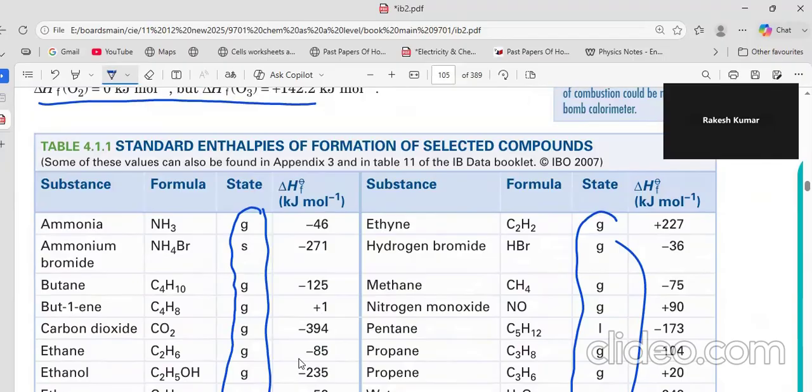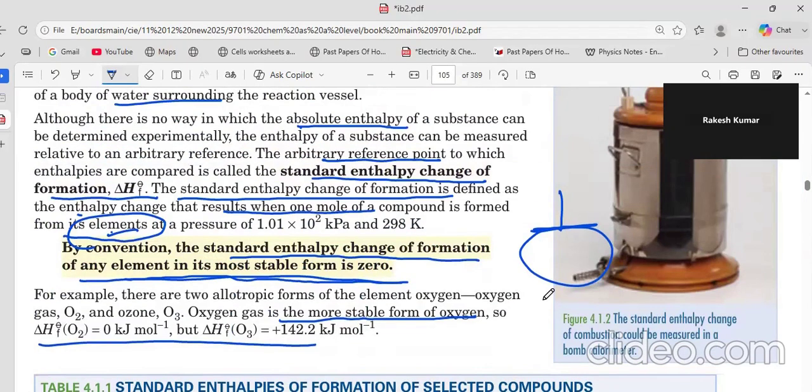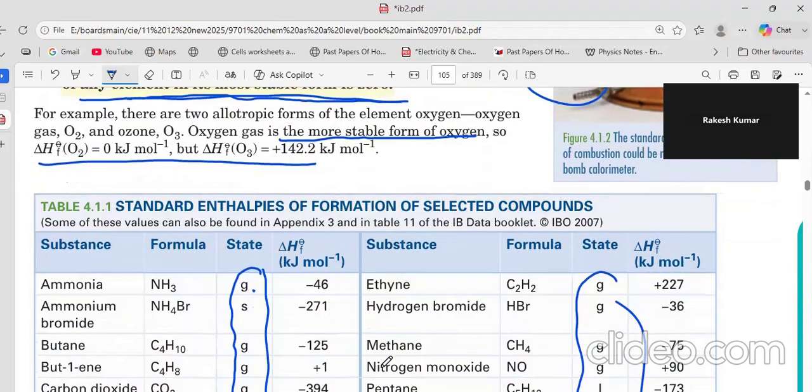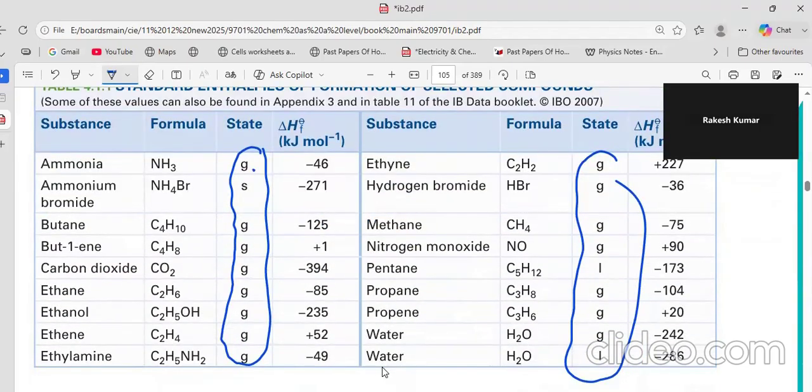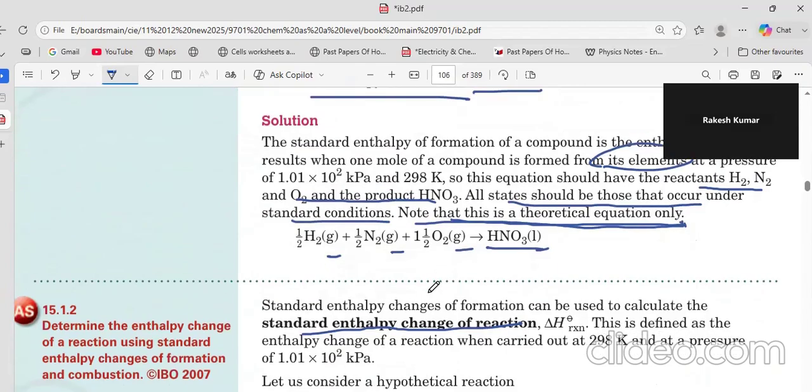And the other thing is the standard states you should know. Ammonia is a gas at this temperature and pressure. These are the standard conditions, 1 kPa and 298 K, which is nearly room temperature. You find this existing as a gas, ethane as a gas, ethanol as a gas, and ethene as a gas, water as a liquid, pentane as a liquid. So these states are very important, and all the states should be those occurring under standard conditions.